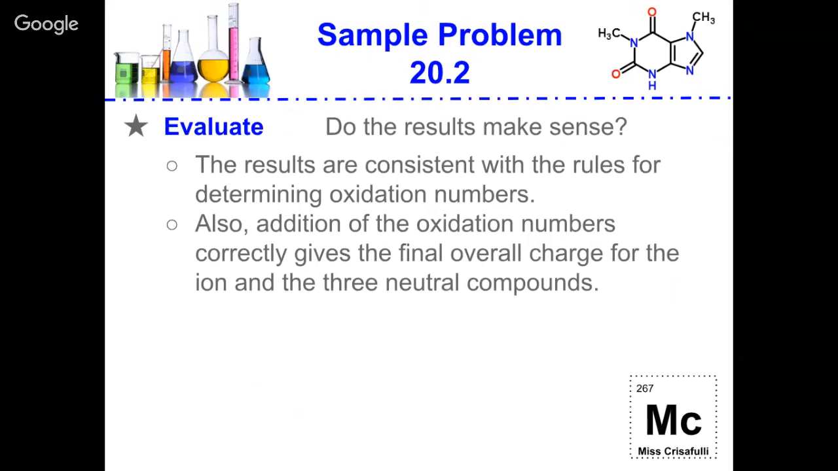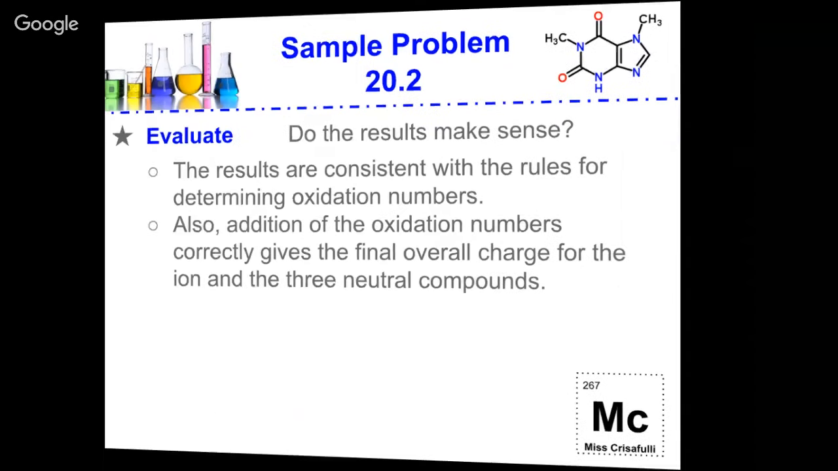Now, make sure that when we are doing these, and we're going to do a lot of these in class tomorrow, that you are paying attention to overall charges of the compound that you're talking about. Is it a compound that's neutral, or is it an ion that has a charge?